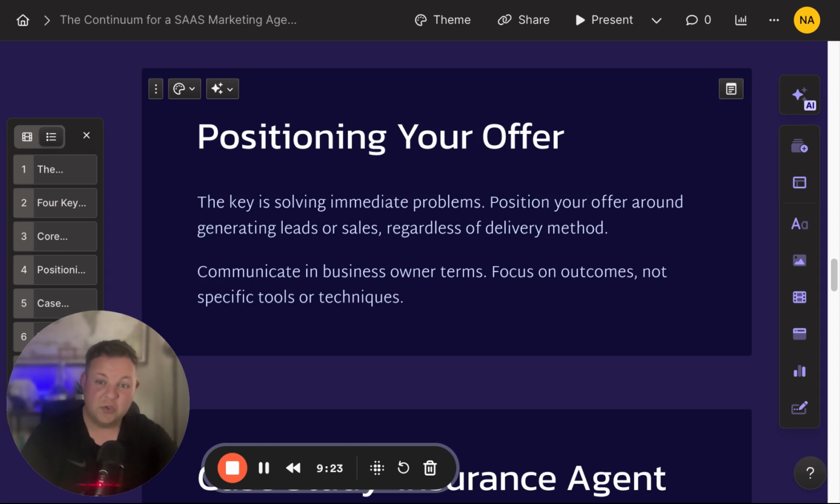So here's the solution. The key is to always solve the immediate problem of the business owner. They need more leads or sales. This is essentially your offer. You don't have to look any further. This is your offer. They need more leads and they need more sales. How that is delivered, we can figure out by combining different marketing methods together.